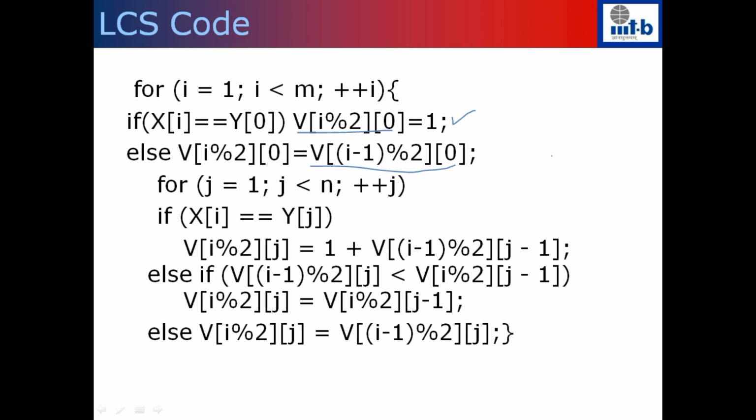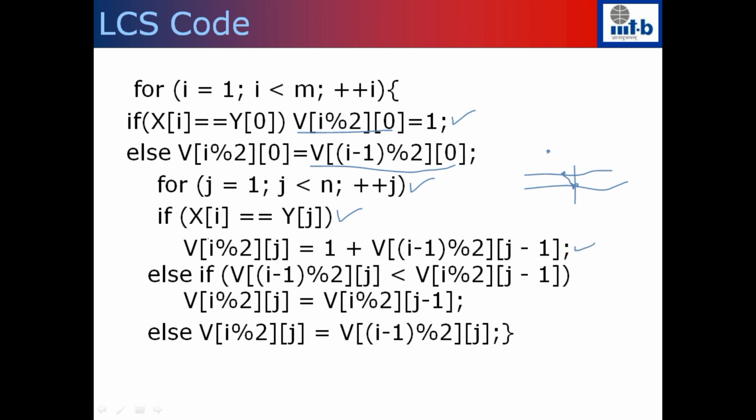After we initialize the first entry, the rest of the entries are initialized by j equal to 1 to n. The first thing that we check is whether x of i is equal to y of j. If x of i is equal to y of j, then v of i comma j will be set as 1 plus v of i minus 1 comma j minus 1. I am doing percentile 2 here, which essentially means that you look at the previous row, and if this is the entry that I am looking at, you look at the diagonally above entry, which is given by i minus 1 comma j minus 1, and update the value as this.